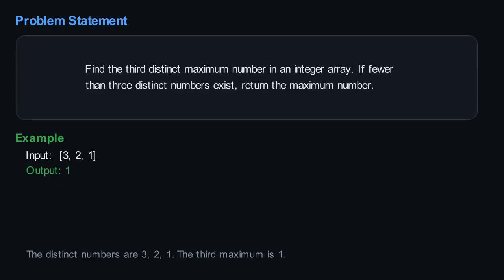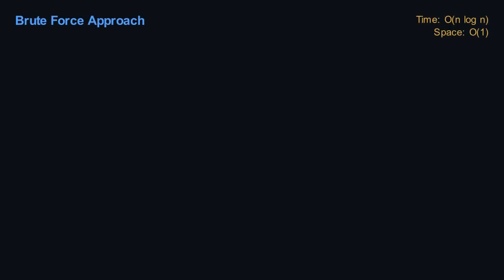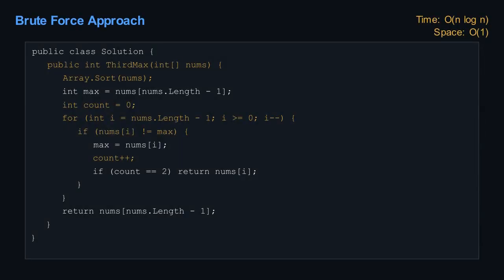If we have an array like 3, 2, 1, the third maximum is clearly 1. But if we had 3, 2, 2, 1, the distinct numbers are 3, 2, and 1, so the answer is still 1. There is one catch. If the third maximum doesn't exist because there aren't enough unique numbers, we simply return the absolute maximum of the array instead.